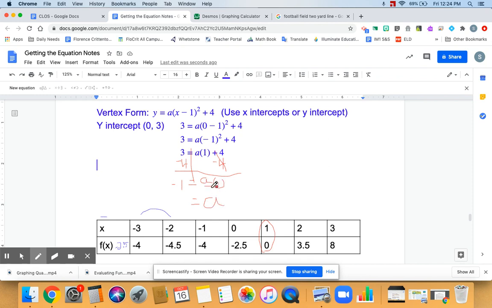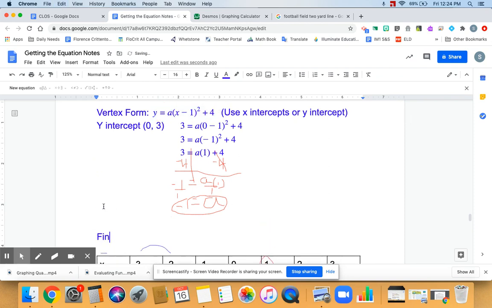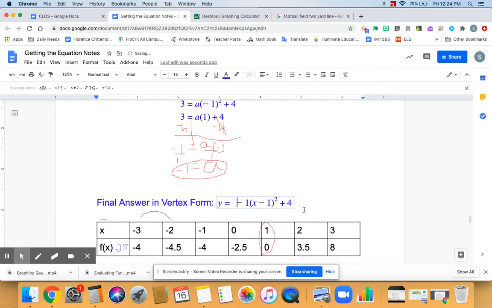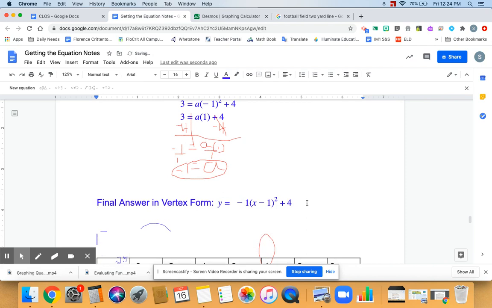I could try to divide that 1 over to make them cancel, but anything divided by 1 is still just the same thing. So a is going to be -1, which just means that in this equation, to be fully done, my final answer in vertex form is going to be this, except instead of just an a, it's a -1. So I figured out what my a was, and this is my final answer in vertex form.